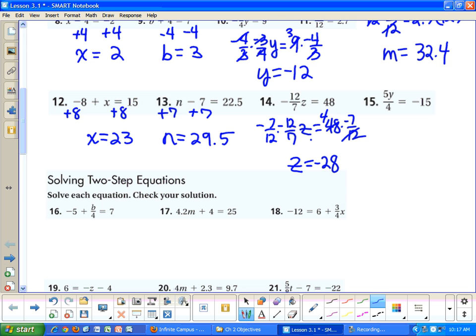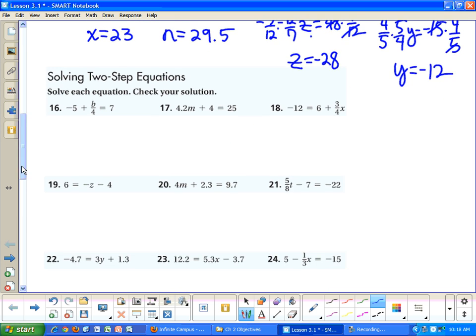And on the last one, we're going to multiply both sides by 4/5. And when we do that, we get 4/5 times 5/4 equals 1y. And here we can do -15 divided by 5. That's -3 times 4 is -12.